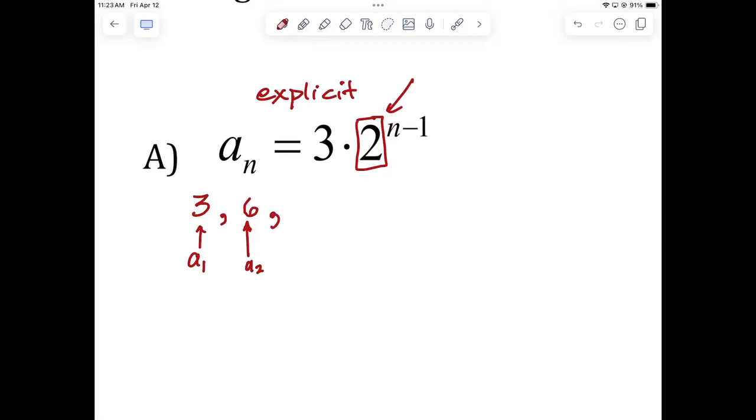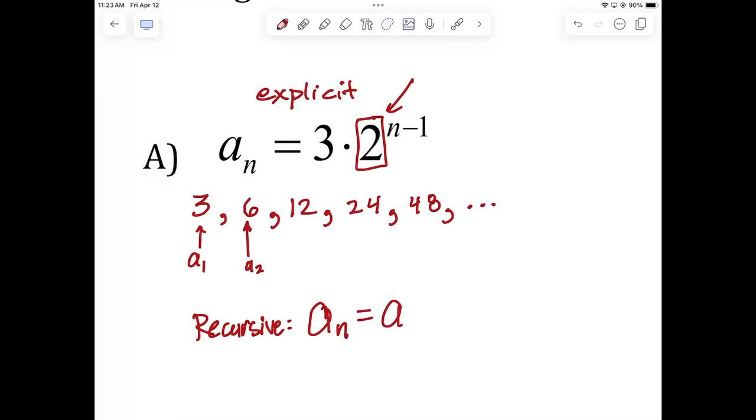So the next one would be 12, and then 24, and then 48. Y'all got the pattern, right? Dot, dot, dot, ellipsis points. Okay, so here's the recursive. Let's write the recursive. To get the nth term, we're going to take the n minus first term and do what with it? Multiply it by 2. Oh, by the way, start with 3.